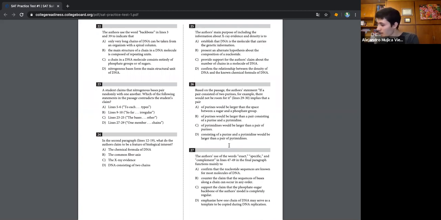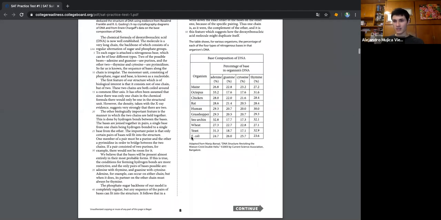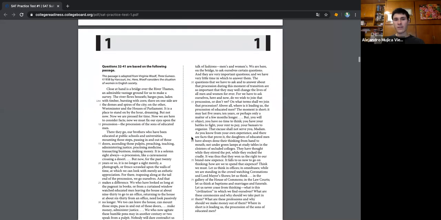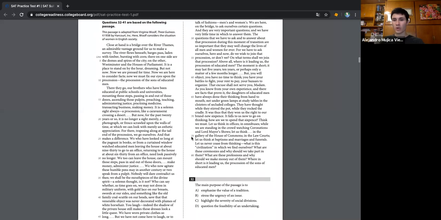31 is D, and that's it for the natural science passage. Then 32 to 41 is the historical passage. 32 is B. 33 is A. 34 is C. 35 is B. 36 is D. 37 is C. 38 is C. 39 is B. 40 is C. 41 is B.